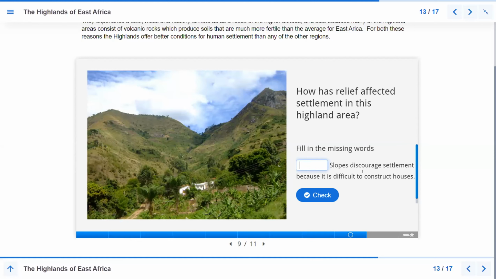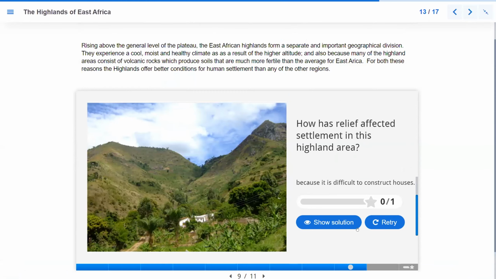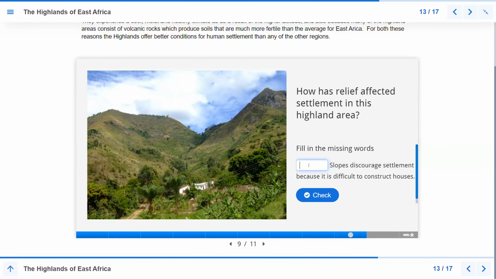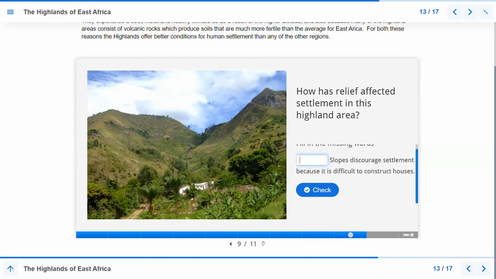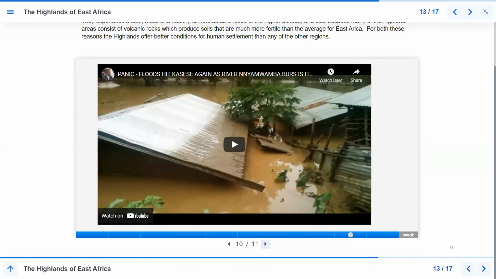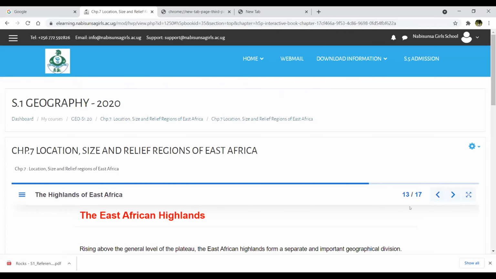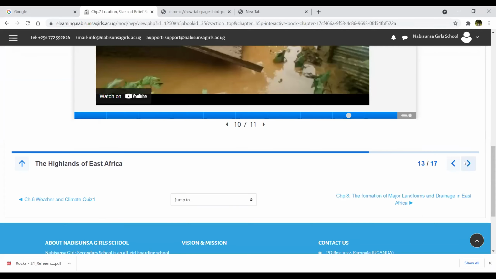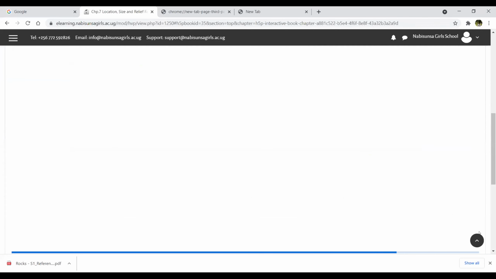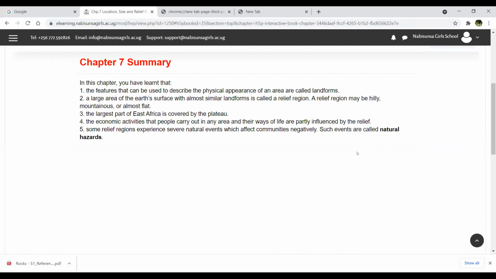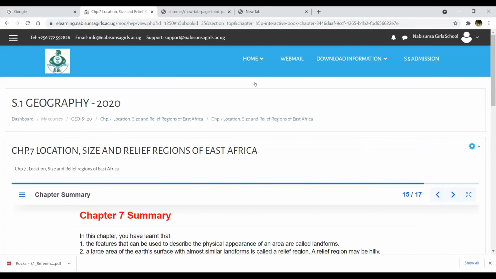So if I say mu slopes, then I say check. It says you failed it. So it says retry. What is the correct one? I will not try for you. So this is the material that I have put together. I am going to minimize. You see how I navigate. Then I go to the next one, like that. There's progressive assessment, a lot of things. So that's how we navigate the one of the previous course. Now going to the one of this course.